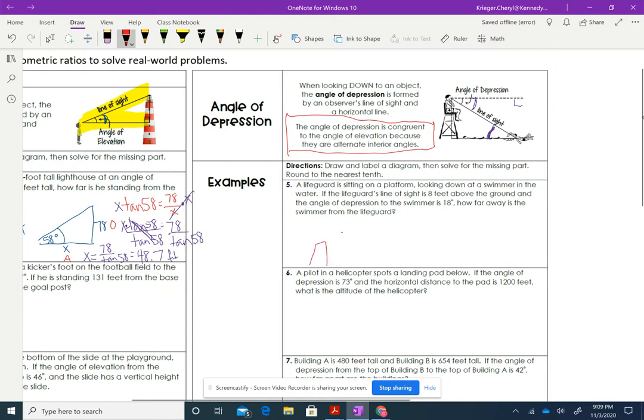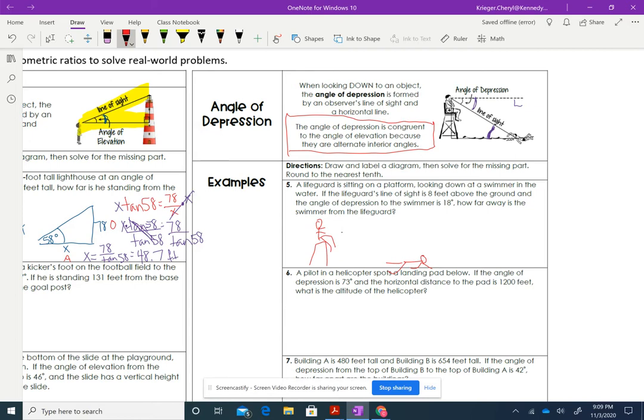Here's my lifeguard on a platform. Okay, and he is looking down at a swimmer in the water. So here's my swimmer. Yeah, I'm not an artist. If the lifeguard's line of sight is 8 feet above the ground and the angle of depression to the swimmer is 18 degrees, how far away is the swimmer from the lifeguard?